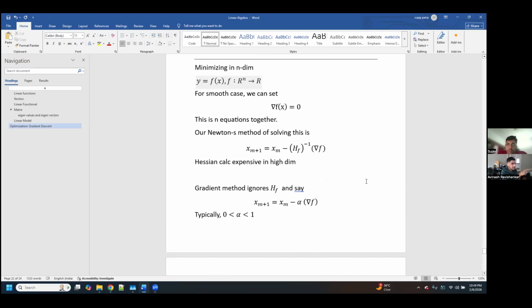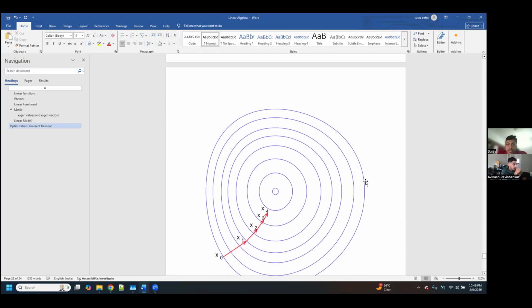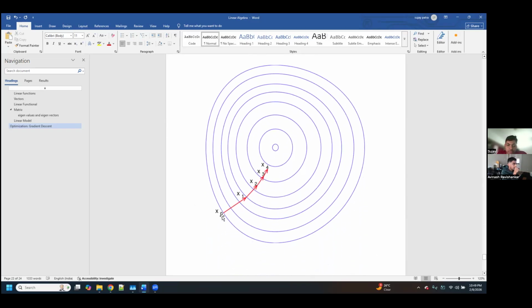Where is your alpha in the picture? Alpha is in the picture: you see from x0 to x1, the length, that length will be some multiple of the gradient at x0. And that multiple we are choosing as alpha. Got it. And you can see that as the iteration changes, the length of the arrows also gets smaller because the gradient is getting smaller. Yes. You can see it is changing direction because the gradient is changing direction.